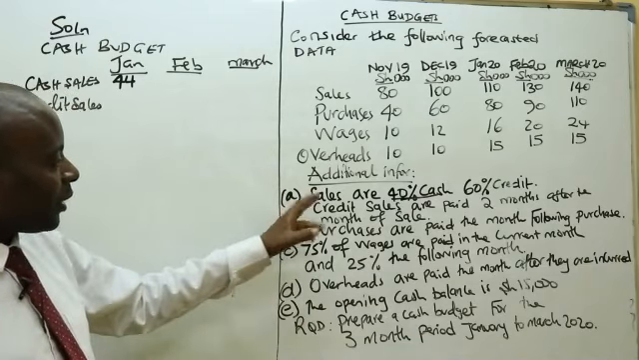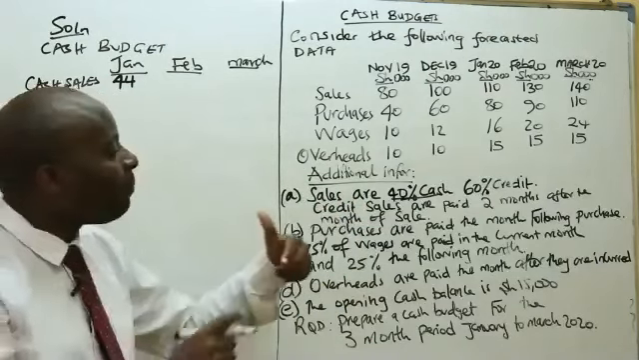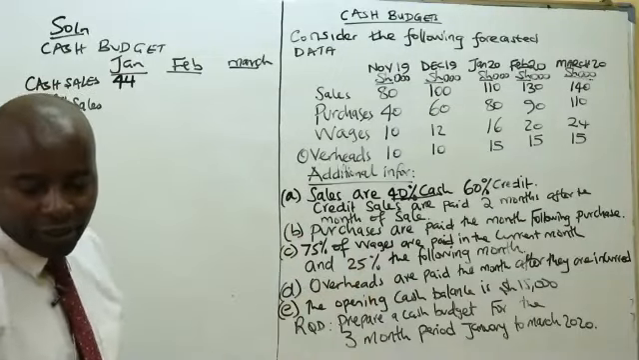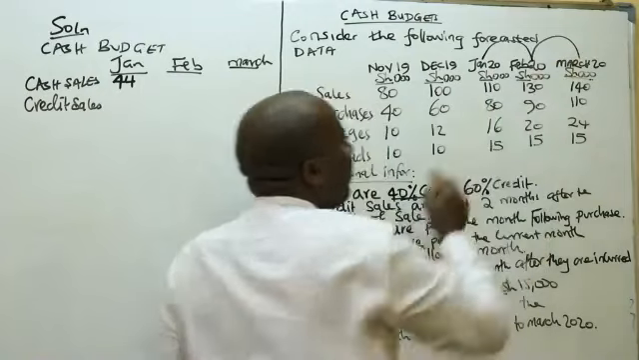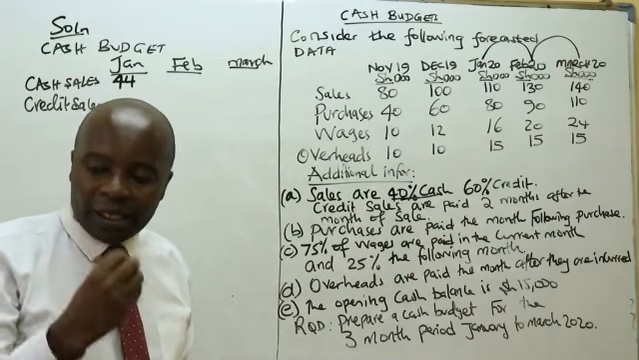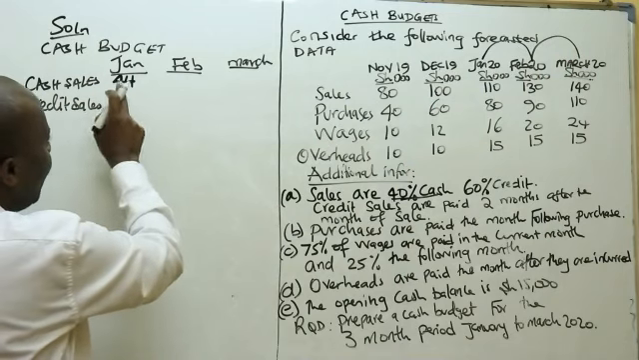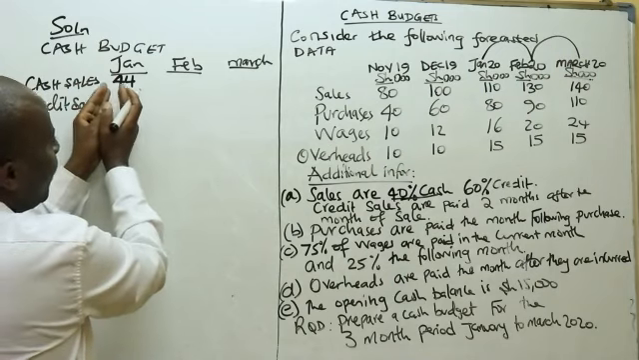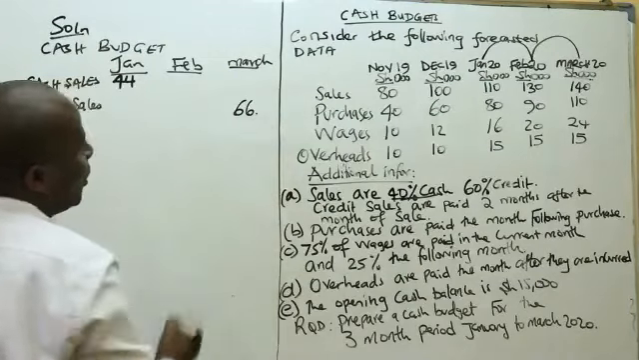They have told us here sales are 40% cash and then 60% credit. Credit sales are paid 2 months after the month of sale. So I can see this is month number 1 and then this is month number 2. So meaning that 66, ladies and gentlemen, will be received in the month of March. So the credit here, we have in total sales supposed to be 66. So credit sales will be received 2 months after the month of sale. So we will come and book this one here, 66.